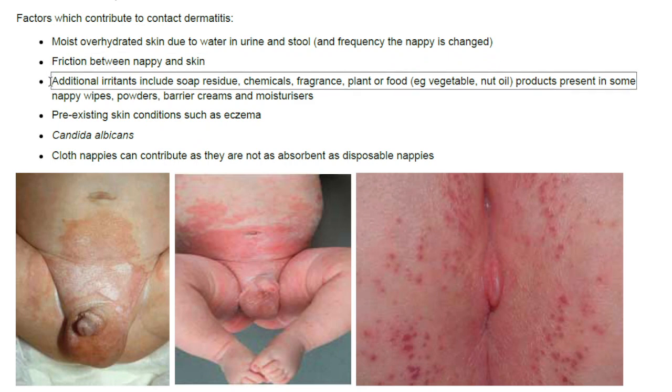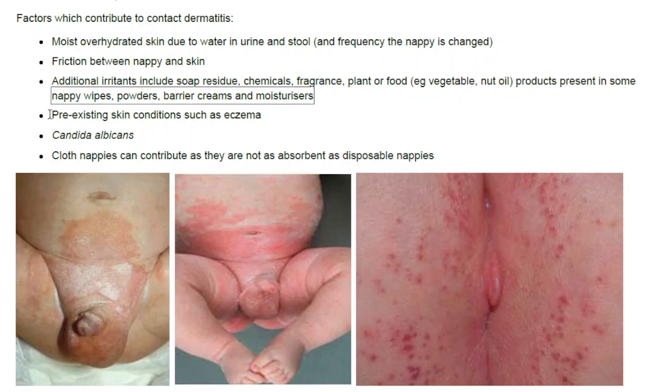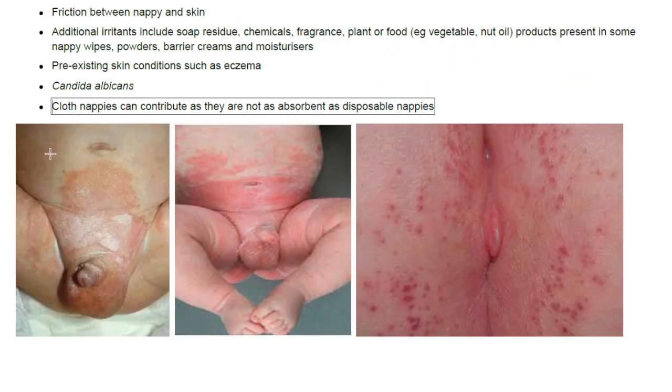Additional irritants include soap residue, chemicals, fragrance, plant or food, e.g. vegetable, nut oil, products present in some nappy wipes, powders, barrier creams, and moisturizers. Pre-existing skin conditions such as eczema, Candida albicans. Cloth nappies can contribute as they are not as absorbent as disposable nappies.